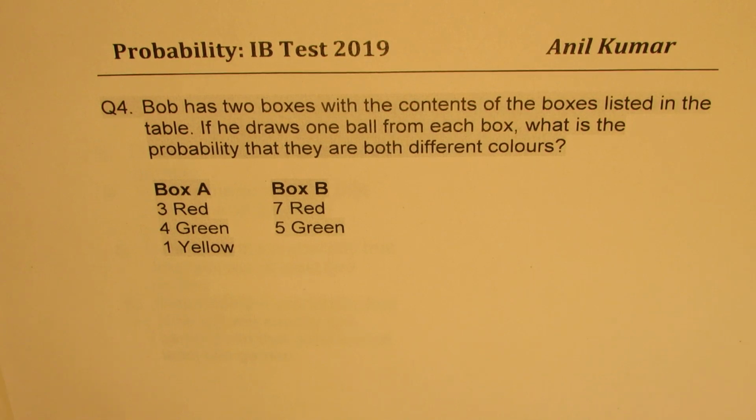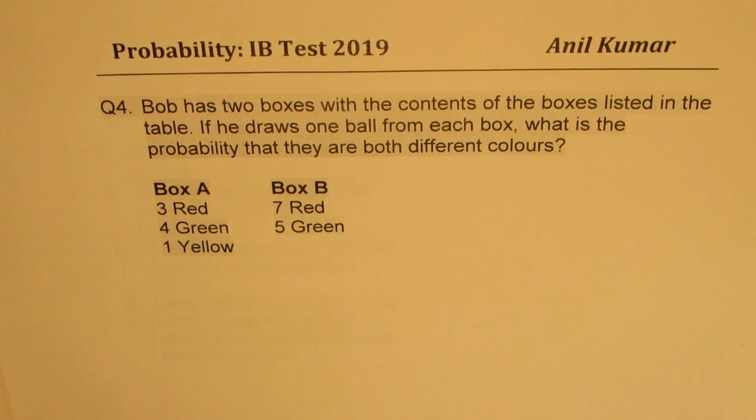Question number 4. Bob has 2 boxes with contents of the box listed in the table. If he draws 1 ball from each box, what is the probability that they are both different colors?